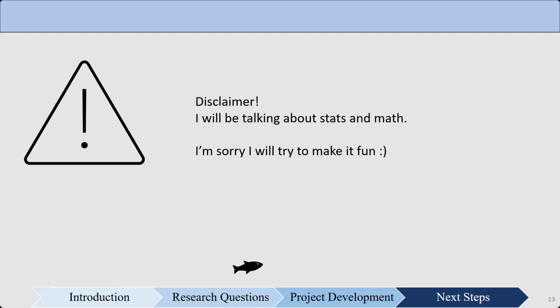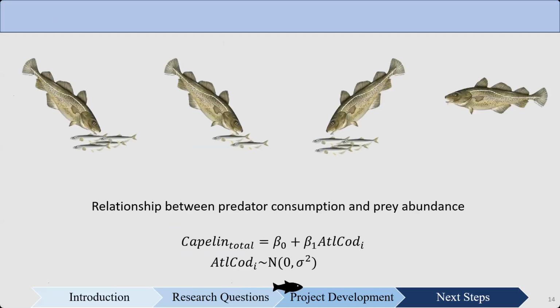I just want to take a second and let everyone breathe because I will be talking about math a little bit, but it should be pretty simple and I'm sure we can get through it together. So just to start off with, when we're looking at predator-prey relationships or predator consumption and prey abundance, our classic approach is to look at it as a linear relationship. And so we're saying the number of prey that we find in some predator's stomach is equal to the amount of prey that is in the environment.